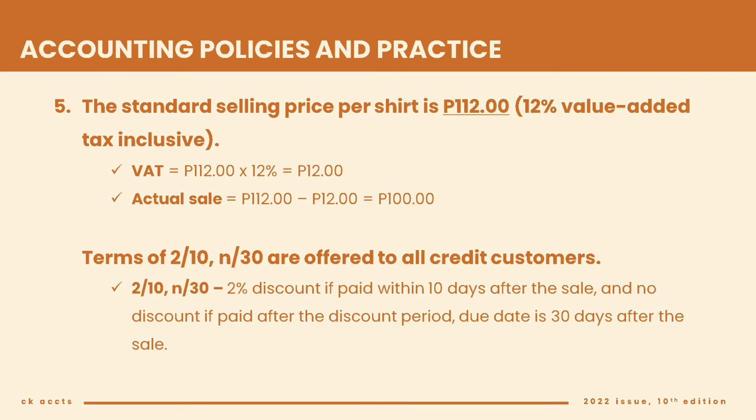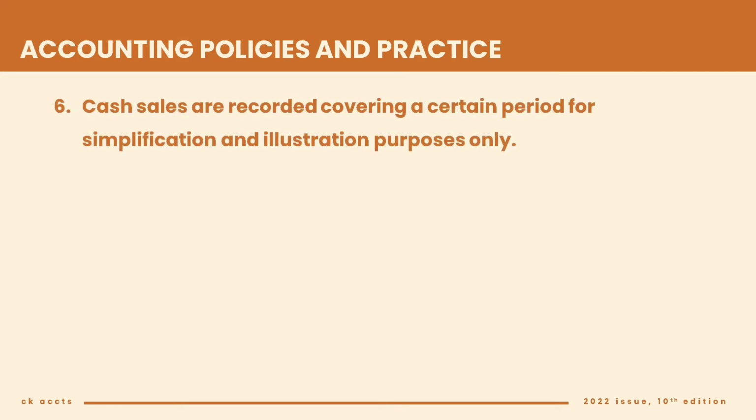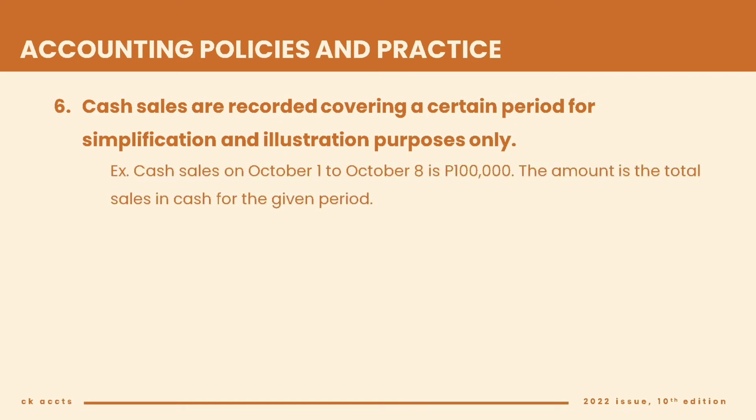Next tayo. Number 6, cash sales are recorded covering a certain period for simplification and illustration purposes only. So, yung mga cash sales natin, for example, cash sales on October 1 to October 8 is 100,000. The amount is the total cash or the total sales in cash for the given period. So, ang sinasabi lang naman dito, meron kasing mga given sa ating transactions na i-deal natin dito, na yung cash sales nila ay for a certain period. Pero yung ibibigay na cash sales amount sa'yo ay yung pangbuuan na.